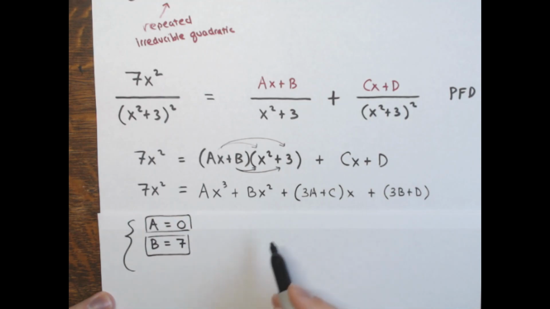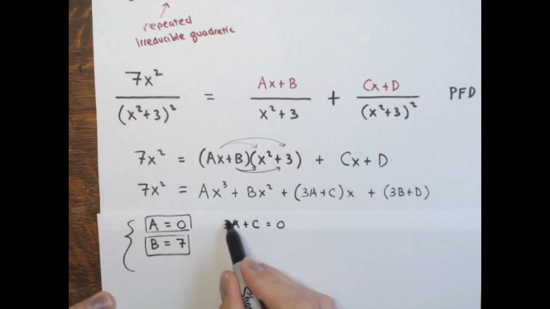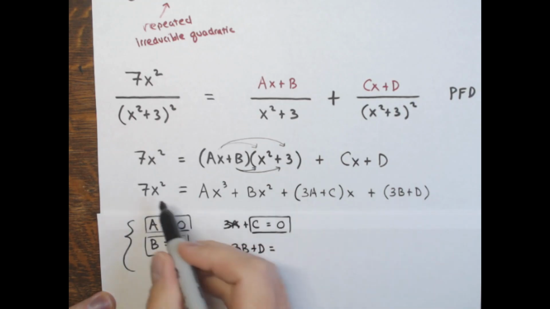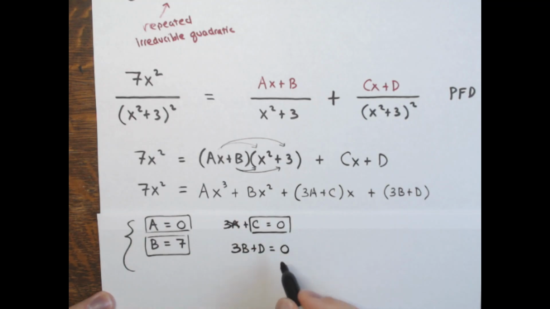Easy. Now 3a plus c also has to be 0, right? The coefficients of x are 0 on both. It has to be 0 on the left side. And if a is 0, that means c must be 0 as well. Right? So this is real nice. And then the constants, 3b plus d must also be 0, right? The constant on the other side is 0. Now b is 7, so this is 21 plus d must be 0, so d has to be negative 21. Yeah, so this turns out pretty well.